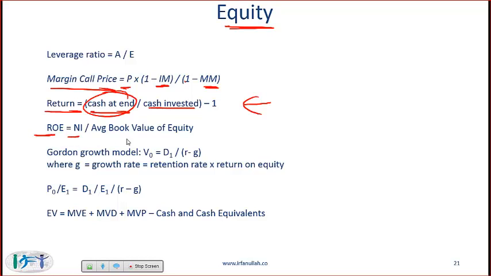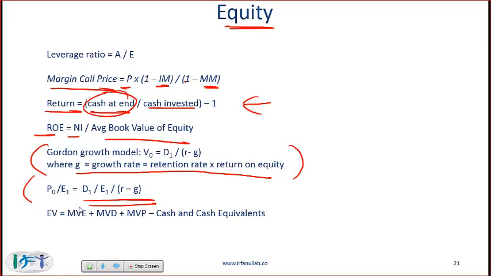ROE is net income over average book value. Gordon growth model that shows up here, as well as corporate finance, extremely important. So the value at time 0 is D1 divided by R minus G. And this is the formula for the perpetual growth rate. The PE ratio based on fundamentals is given right here. And this is the formula for enterprise value. So all these are extremely important.